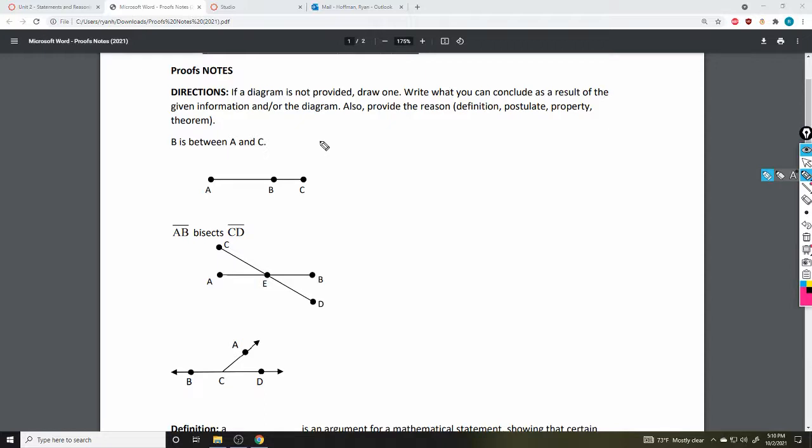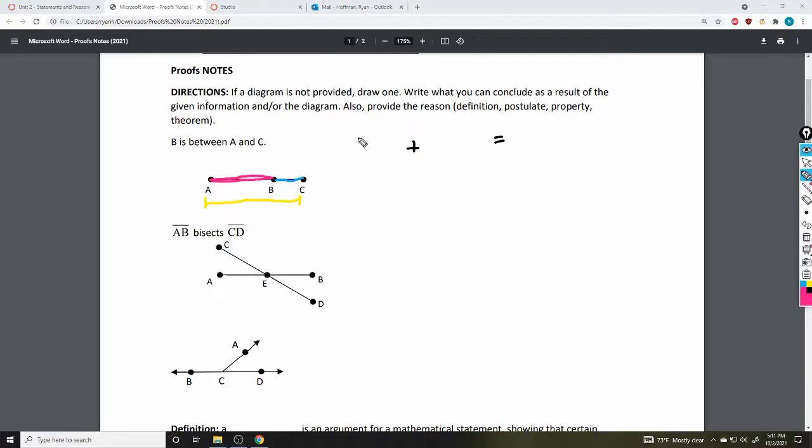And for each of these, we're going to say what we know is true about this diagram and why we know it has to be true. So let's start. Since B is between A and C, that means that I have A to B here, and I have B to C here. Then I also have the entire segment from A to C. And what we have learned is that those pieces add together to get the whole thing. So that's the statement. That's what we can conclude, is that I can add up the pieces to get the whole. And then we're going to explain why that is true.